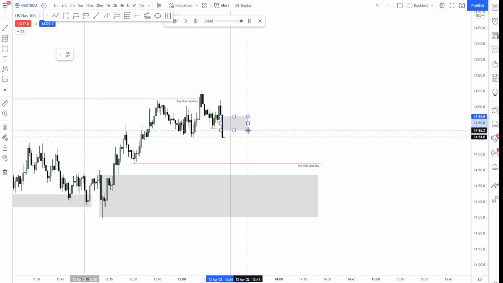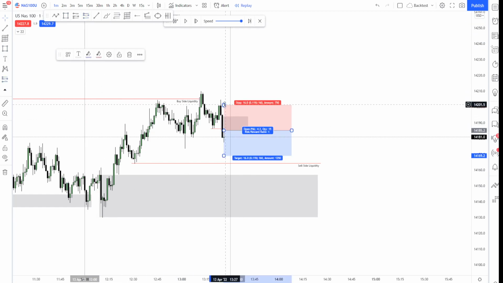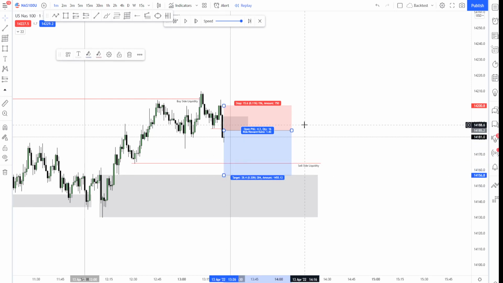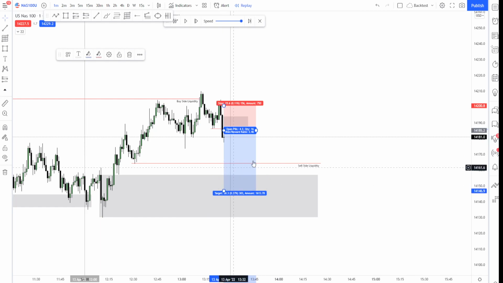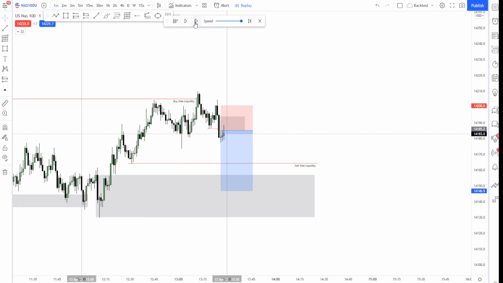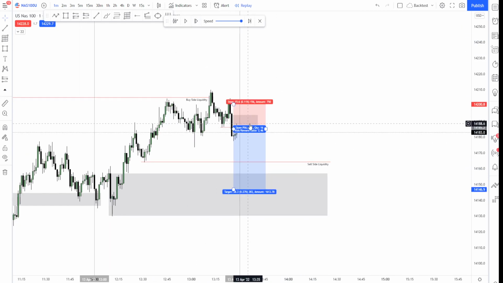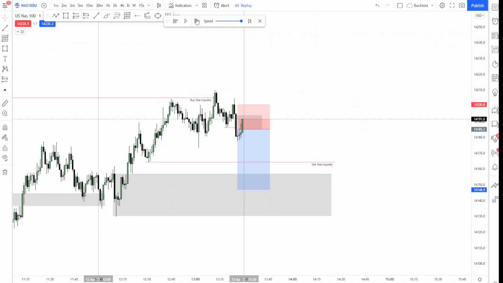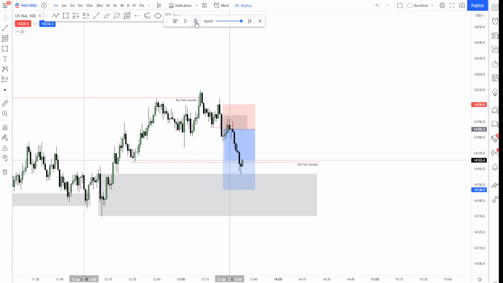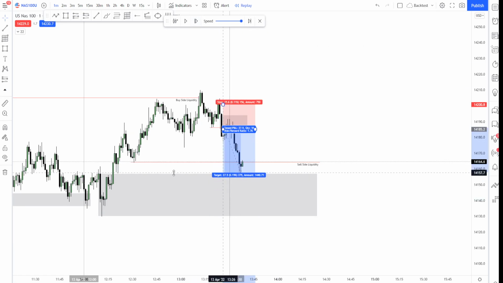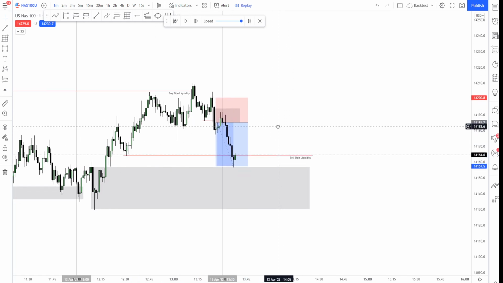Now we want price to come into here and go down to our sell side liquidity pool and into this order block area. Okay, so price comes up, touches the fair value gap, and now we want price to drop down into our sell-side liquidity pool. This wick right here is where you take your profits.